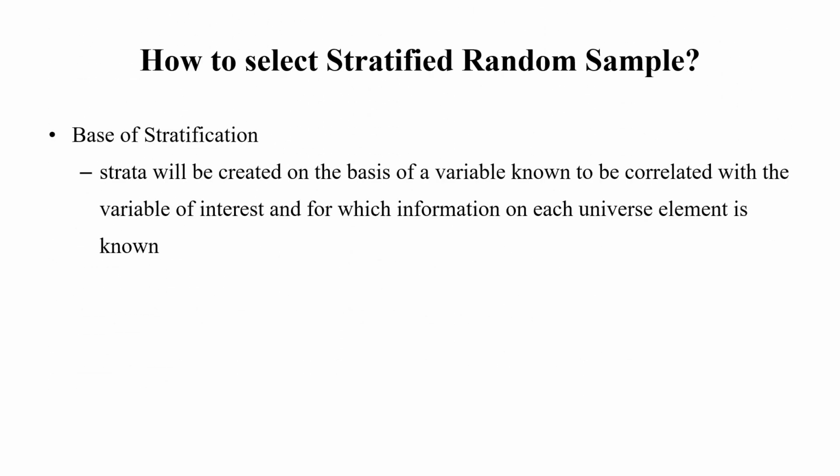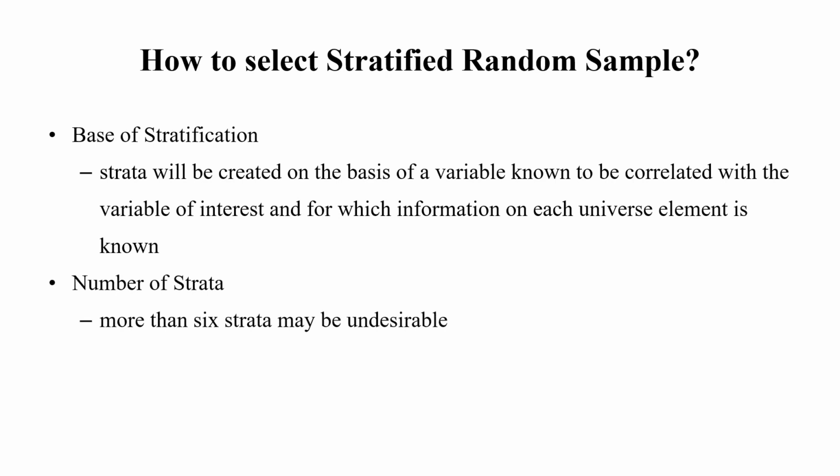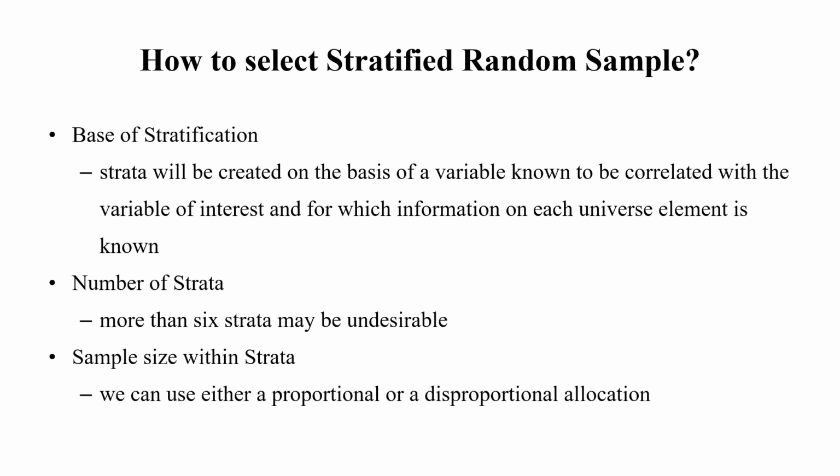So how do we select a stratified random sample? The strata will be created on the basis of a variable known to be correlated with the variable of interest, and for which the information on universe elements is already known. A number of strata more than 6 is not desirable. For sample size within the strata, we can use either proportional or disproportional allocation.